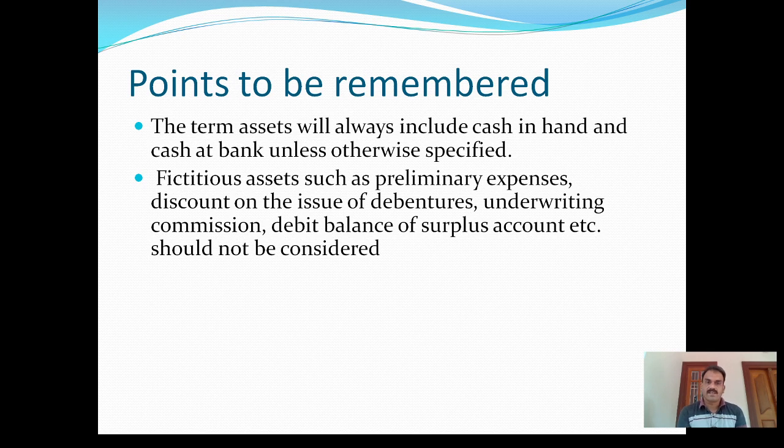Second one is fictitious assets. Fictitious assets like preliminary expenses, discount on issue of shares, discount on issue of debentures, underwriting commission, then debit balance of surplus account, etc. should not be considered. That means fictitious assets are not considered at the time of calculating purchase consideration.